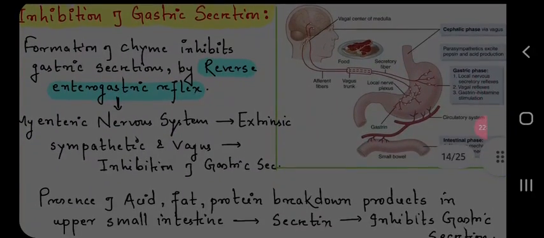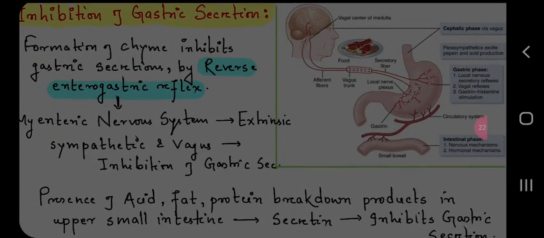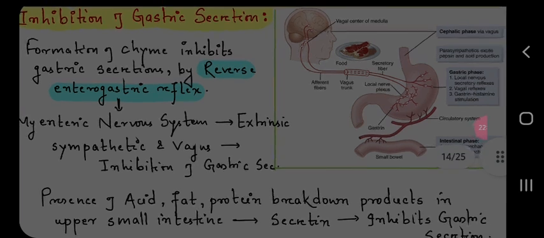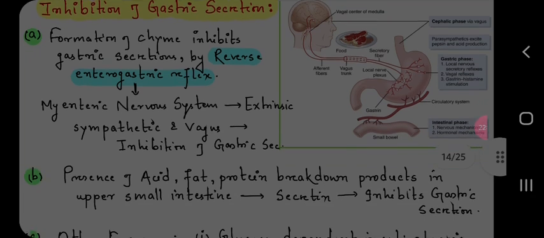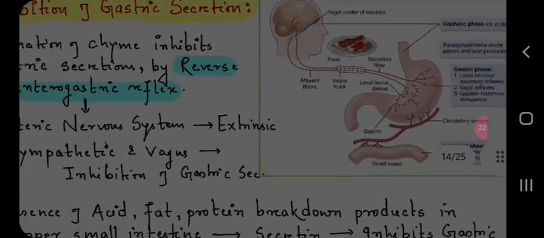Inhibition of gastric secretion: formation of chyme inhibits gastric secretion by the reverse enterogastric reflex, through the myenteric nervous system, extrinsic sympathetic nerves, and the vagus. The presence of acid, fat, and protein breakdown products in the upper small intestine inhibits gastric secretion.